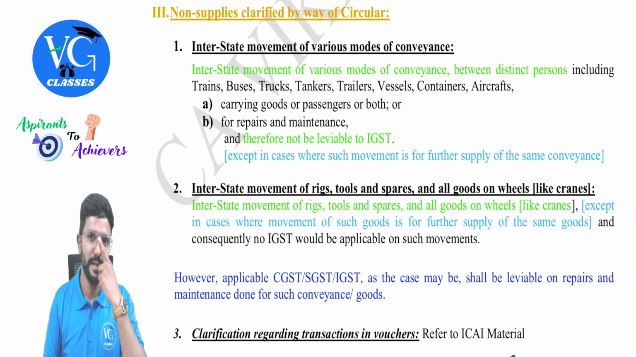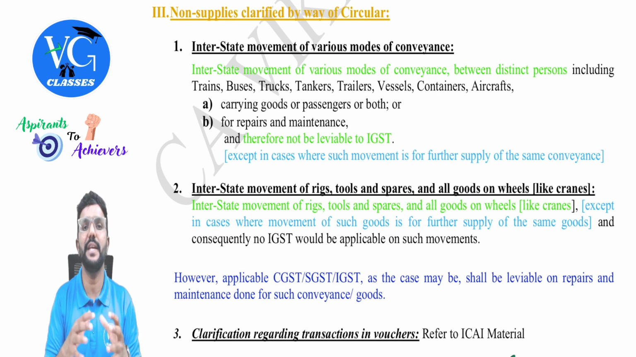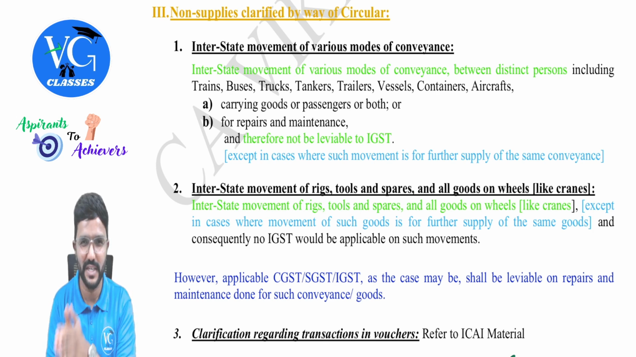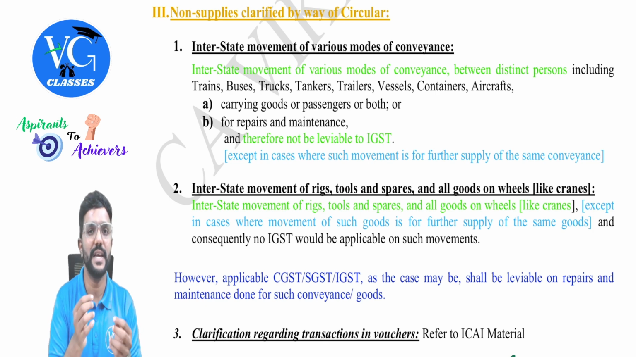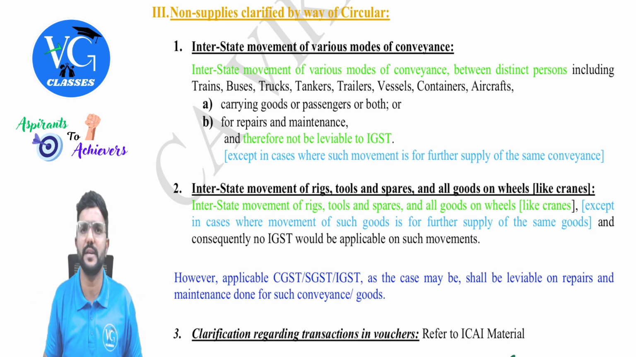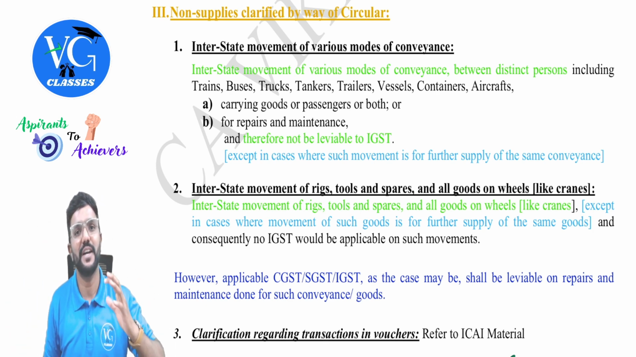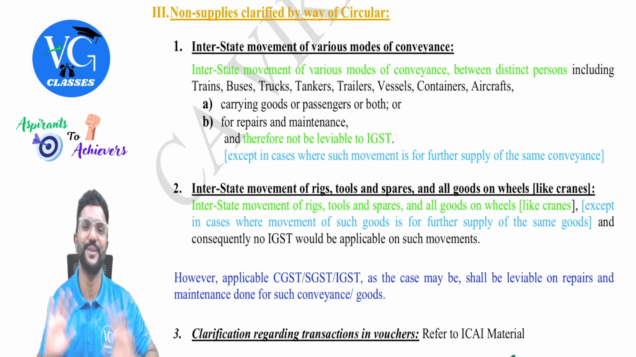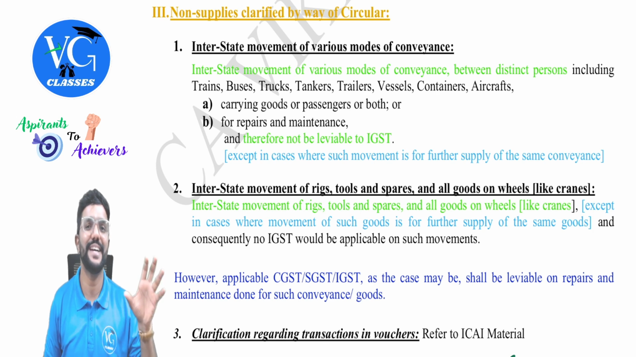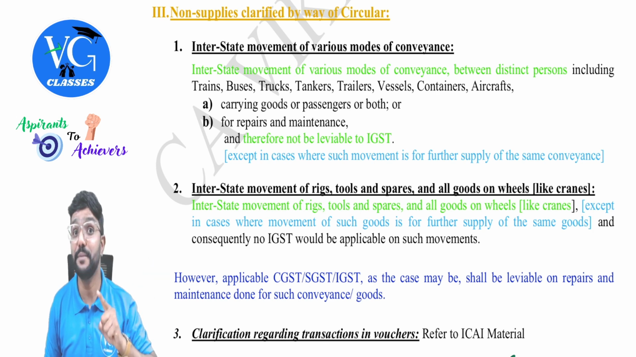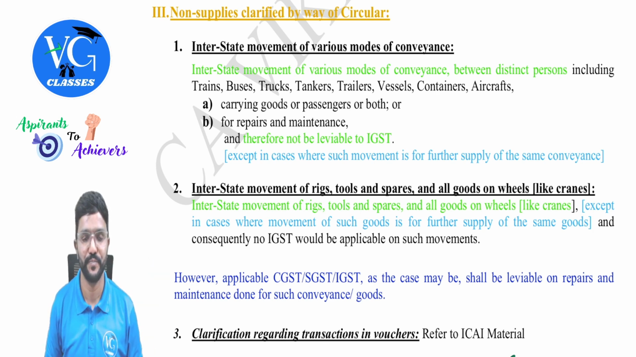Got it? And if any repair service is provided for this truck or conveyance for which a consideration is charged, it is a supply of service. But when there is a movement of conveyance for transportation of goods or passengers from one place to another, can we consider that the truck or bus itself is supplied? No, there is no supply of conveyance, but there can be a supply of services.